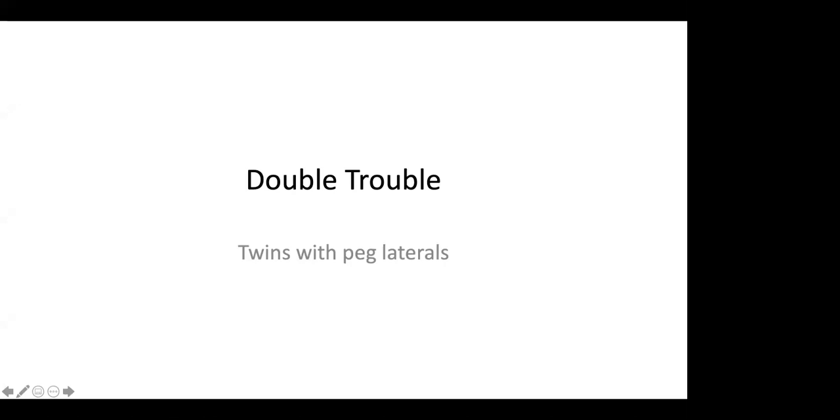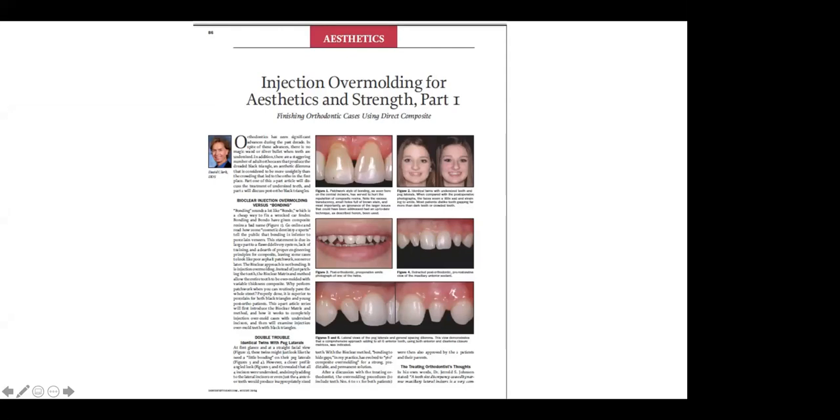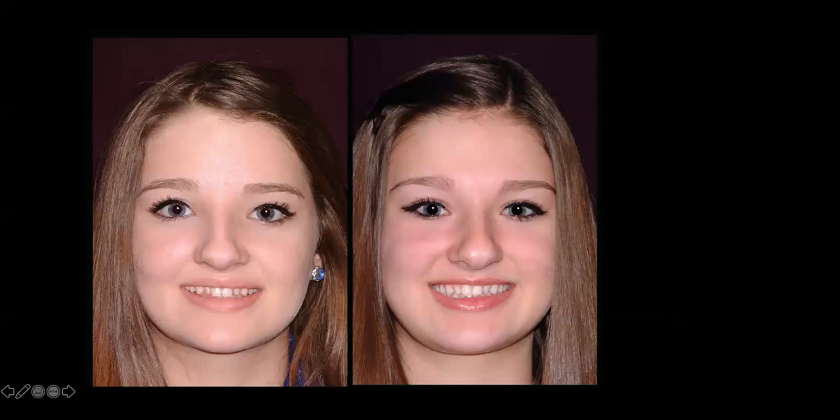So I'm going to show you a case, and we're going to be doing the peg lateral here in just a little bit. This is an article that I wrote called Double Trouble. I'm kind of having fun here. Twins with peg laterals. This is an article that I did for Dentistry Today. There is a clinical video of injection overmolding their teeth on the Dentistry Today website. I've got a pair of identical twins. These girls are 13 years old, and these are the preoperative photographs. I'll tell you the story about the twins.